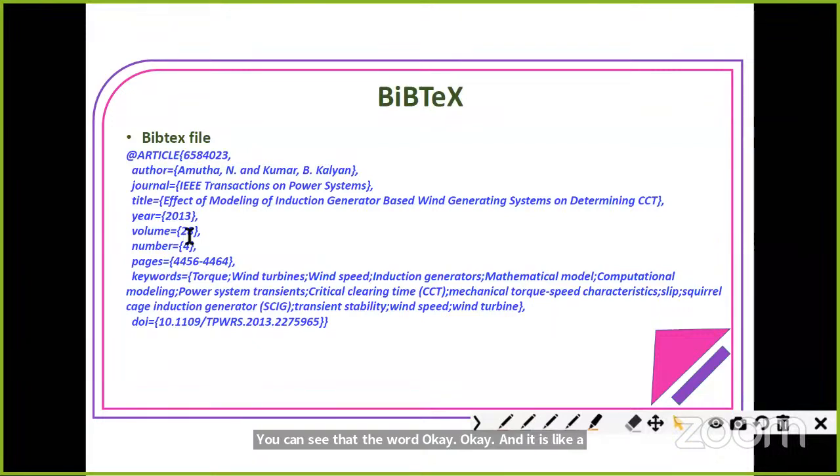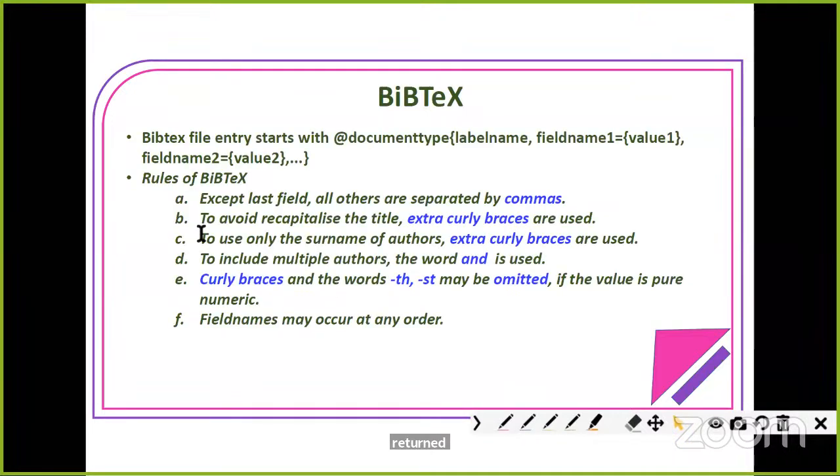And it is a curly bracket for these numbers. For example, this 28 can be written either in curly brackets or without curly brackets, because if it is a single number, then it can be done without curly brackets. And the field names can be in any order. It need not be in a particular order. We are going to copy paste from the internet, right? The databases of those particular journals will have citations, and the order of the fields may vary. BibTeX or LaTeX will not consider the order of the field names.